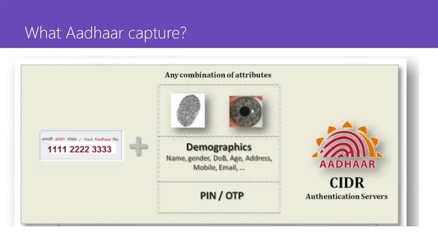Along with it, it has a combination of fingerprints as well as eye recording, that is the iris. It also has information about your name, gender, date of birth, age, address, mobile number, email address, passport, driving license, bank account, and mobile numbers. Obviously, Geo you already have. If you use Geo, you would have had the experience of how Aadhaar has been used to get your information, and it also has a PIN and OTP, a one-time passcode.